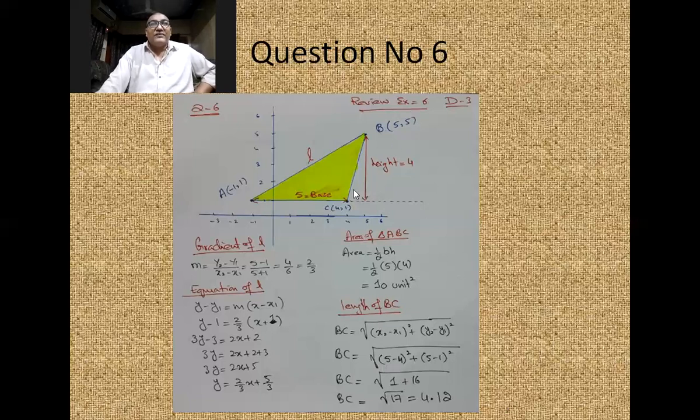So it will be 5 minus 4 whole square plus 5 minus 1 whole square, all under root. So 5 minus 4 is 1, its square will be 1. 5 minus 1 will be 4, 4 square will be 16. So under root, 1 plus 16 is 17. If you enter root 17 on your calculator, it will be 4.12. So this is how you do question number 6 of review exercise 6 of the D3.